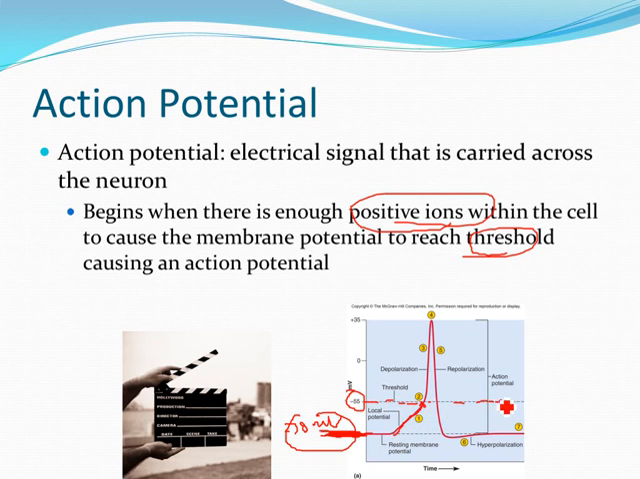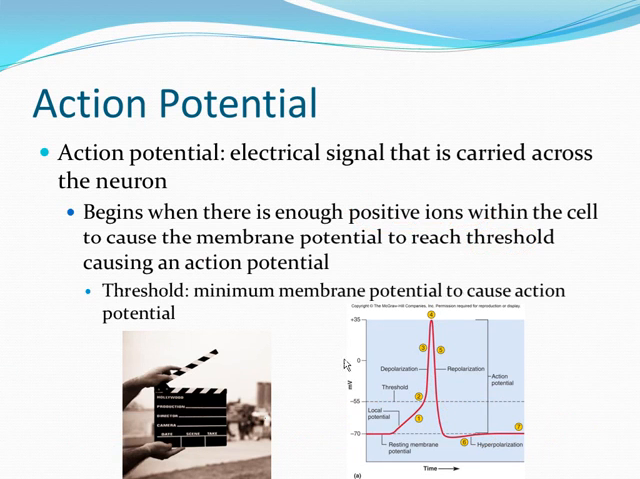Once it hits this threshold, this is going to cause that action potential. If it doesn't hit threshold, if it only gets to negative 60 per se, it's going to just go back to resting membrane potential. It's not going to cause that spike, that action potential. So it has to hit negative 55 to cause this spike called the action potential. Okay, so threshold is the minimum membrane potential to cause an action potential.